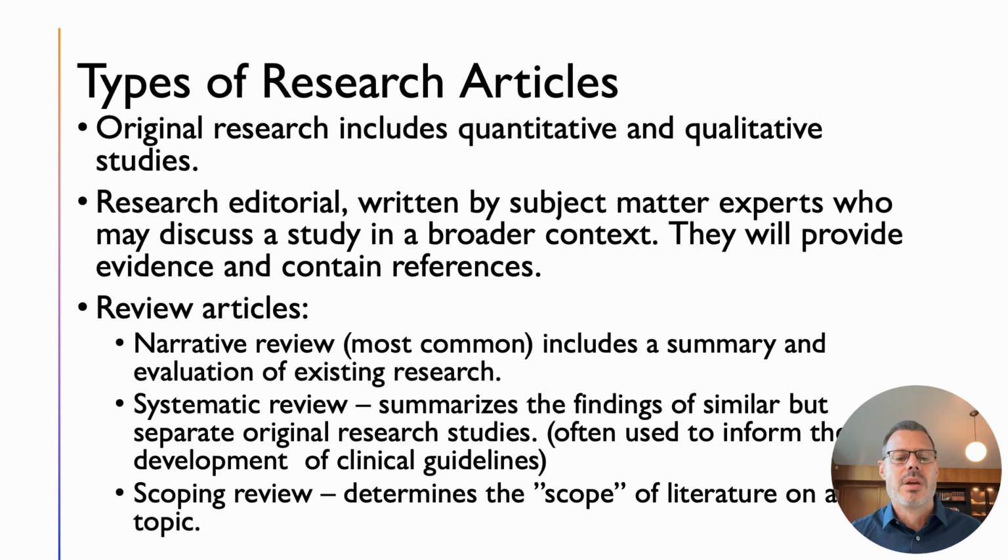That's what we do. Systematic reviews summarize the findings of similar but separate original research studies. Again, great way to start to understand the existing body of knowledge. But go back and find the originals. And then scoping reviews determine the scope of literature on a particular topic.